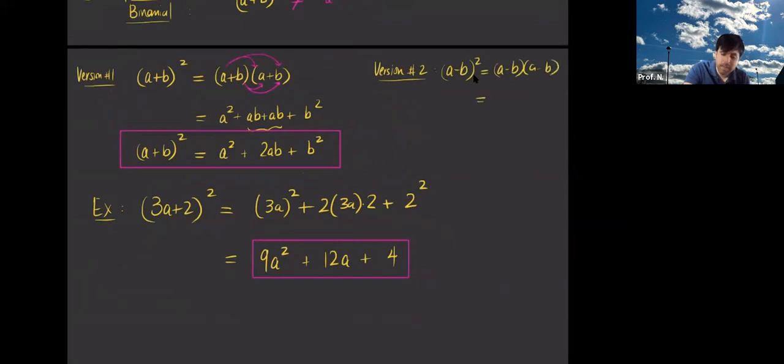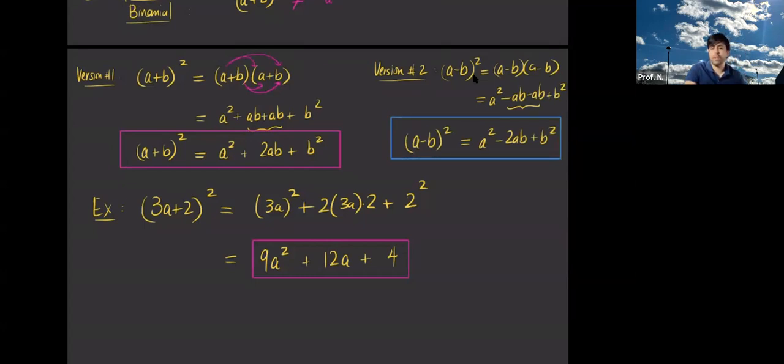Let's just go through the steps real quick, and then you'll see what happens. When I expand everything, right? When I FOIL, a times a, I get a squared again. A times negative b, I get negative ab. Negative b times a is negative ab again. And negative b times negative b is positive b squared. So I combine like terms, and I get a squared minus 2ab plus b squared. That's equal to a minus b, parentheses squared. So this is the second version.